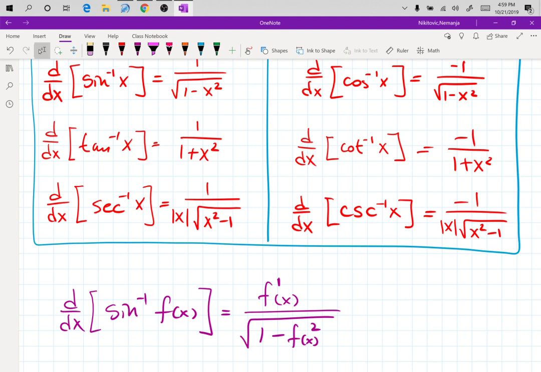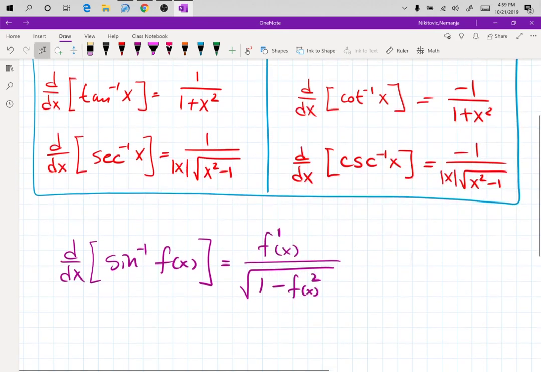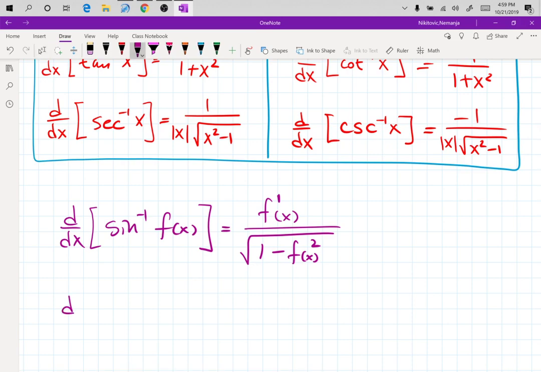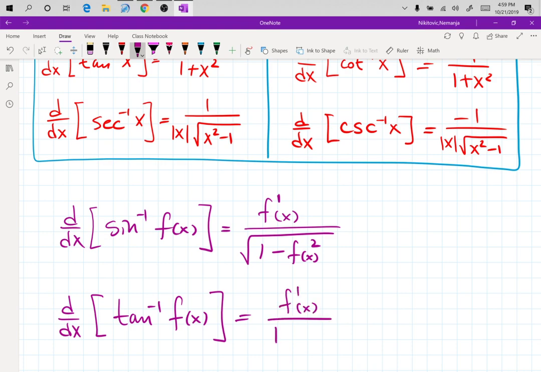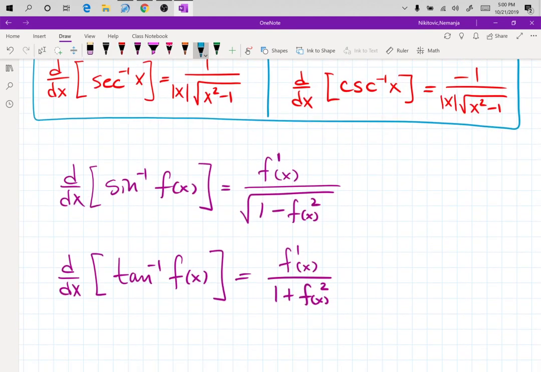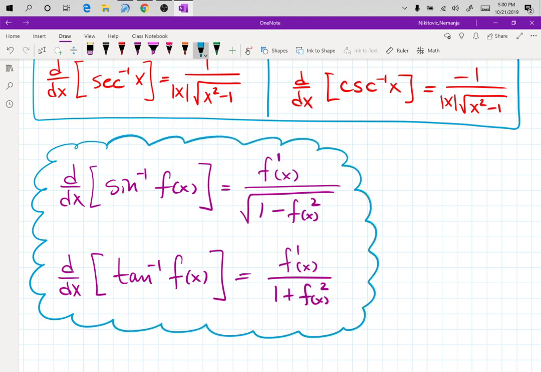So this is the modified formula that actually has a function in there, and the one for the tangent is also very useful. And I mean, you can transform all 6 of them, obviously. These are the 2 that are used the most. So f prime of x divided by 1 plus f of x squared. I'll put these on the cloud because they are used a lot. But obviously all 6 should get their version of f of x.